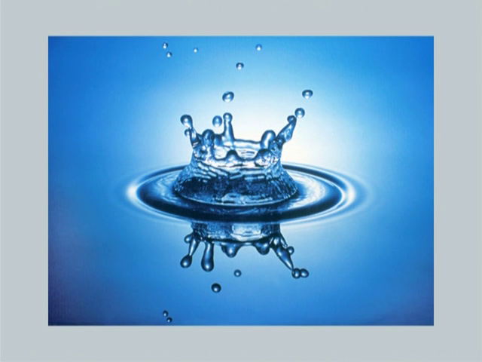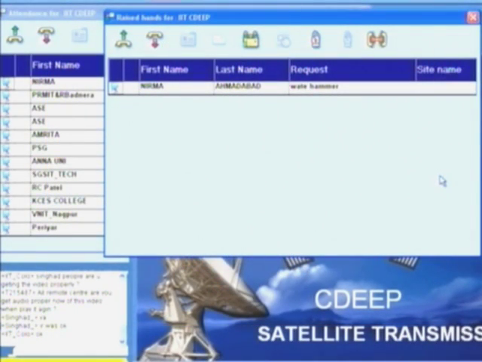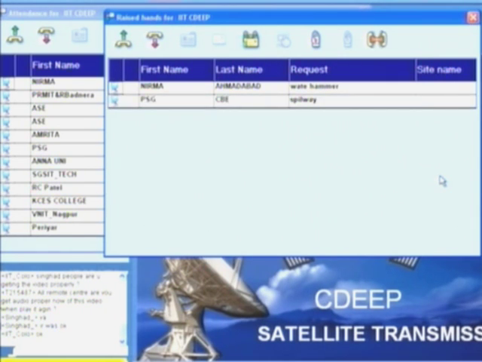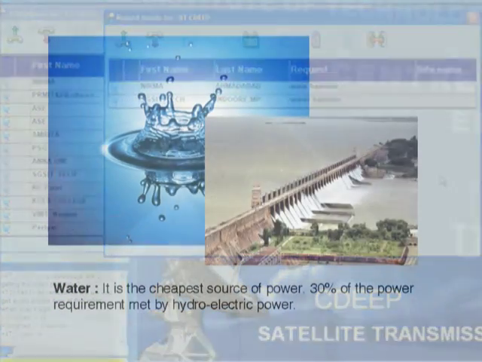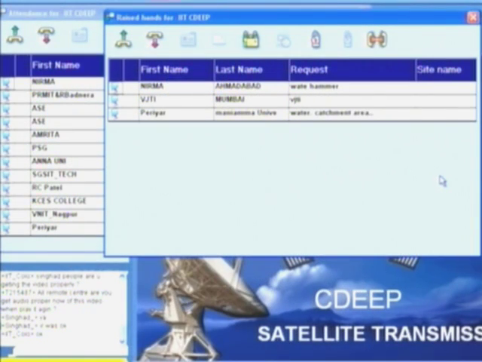Any answer for this? Any guess on this? Okay. Water hammer? No. One of the answers that has come is water hammer. Spillway? No. Let me show the right answer. This is just a simple thing. Water, which is the first thing that we are talking of. The cheapest source of power, 30% of the power requirement is met by hydroelectric power. Let me look at the next one.